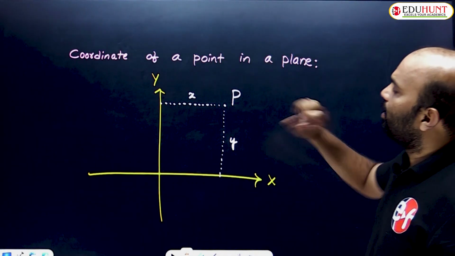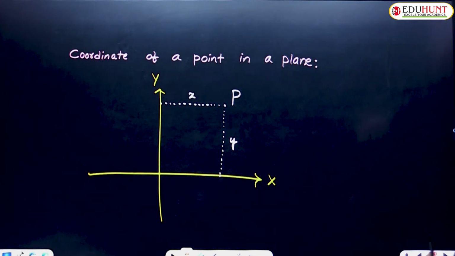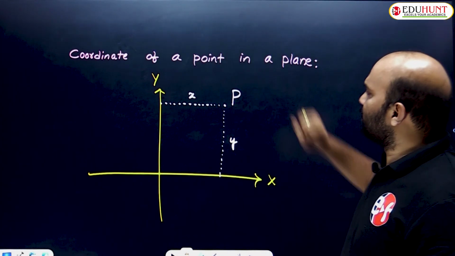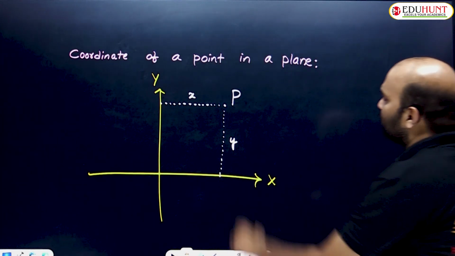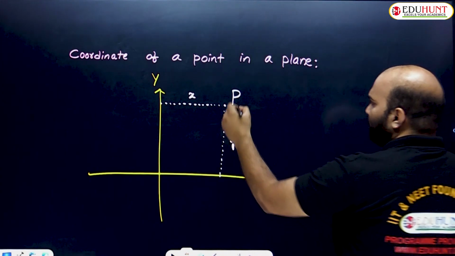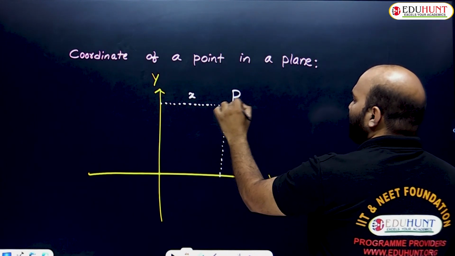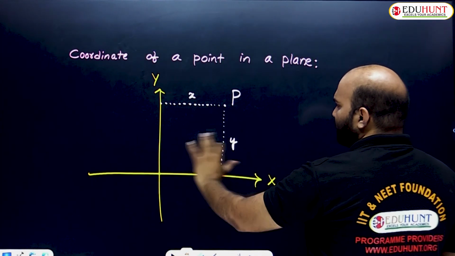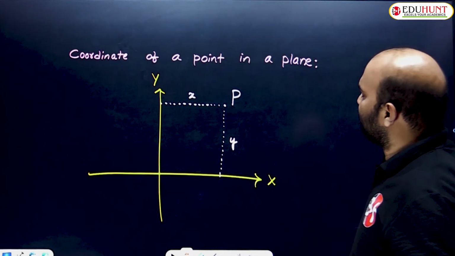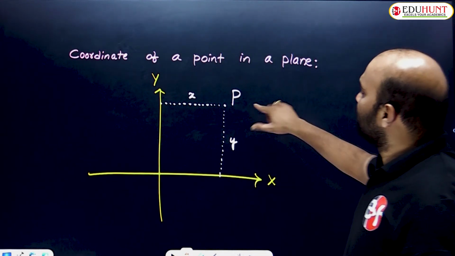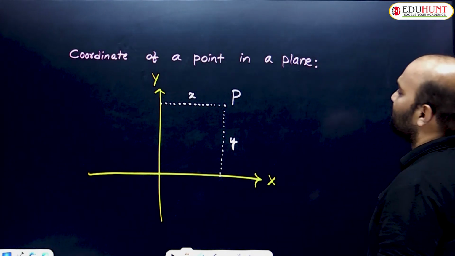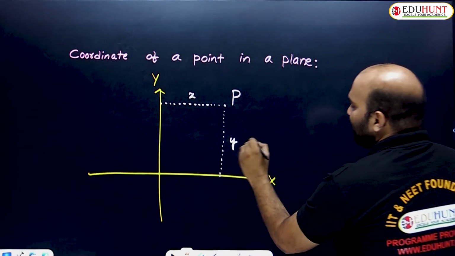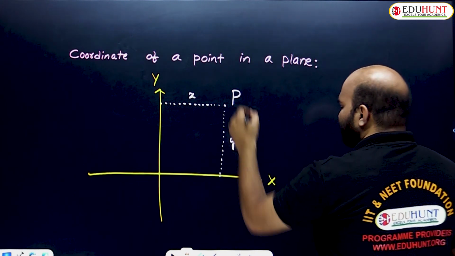So how do we find the coordinates of a point in a plane? Here P is a point in a plane, taken in the first quadrant with the x-axis and y-axis. P is one point in the plane. But what does x denote? x is the perpendicular distance of P from the y-axis. y denotes the perpendicular distance of P from the x-axis.